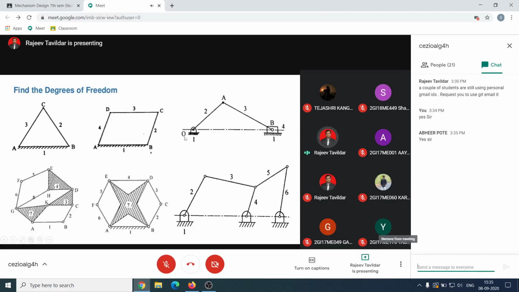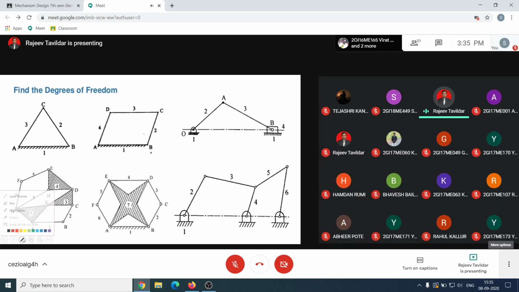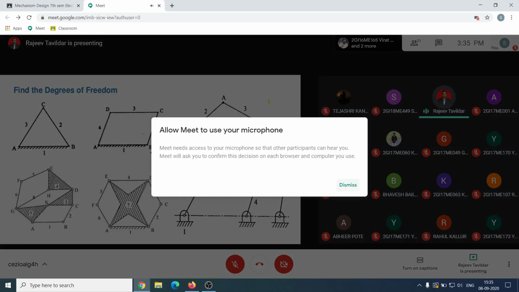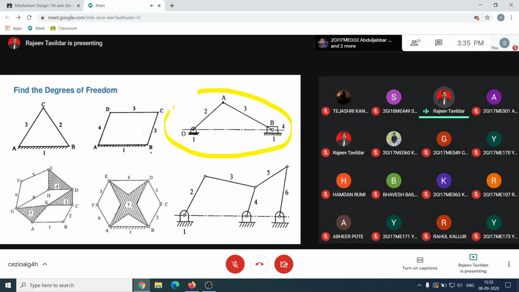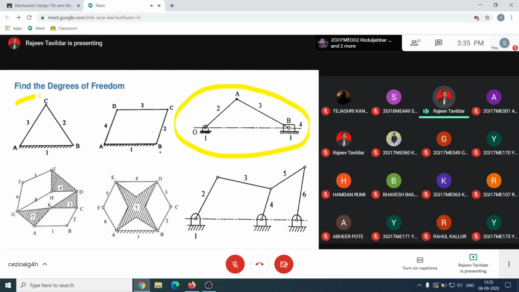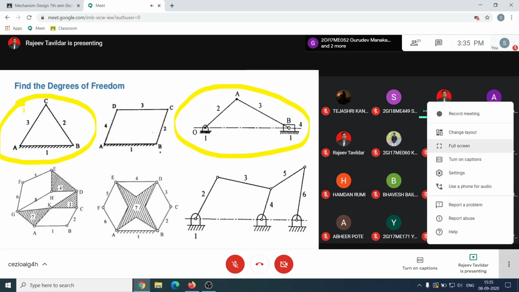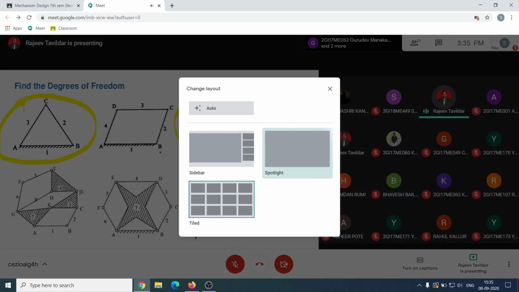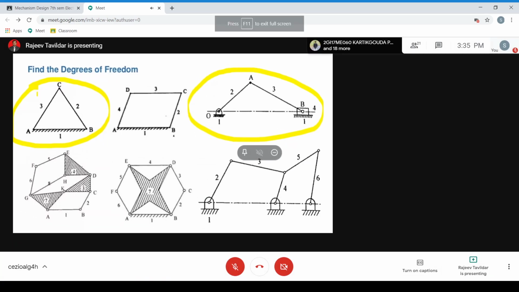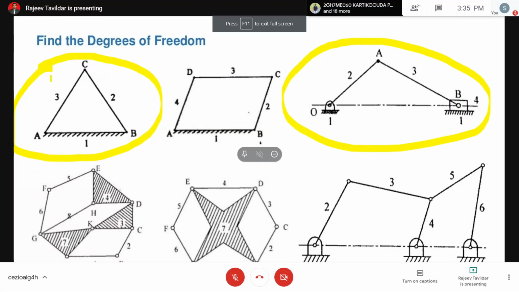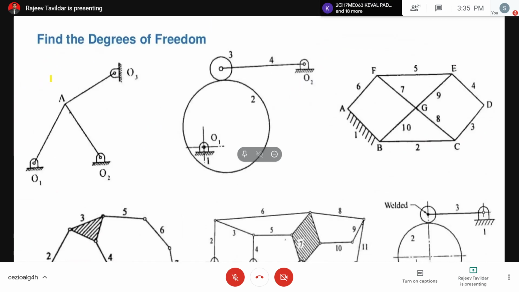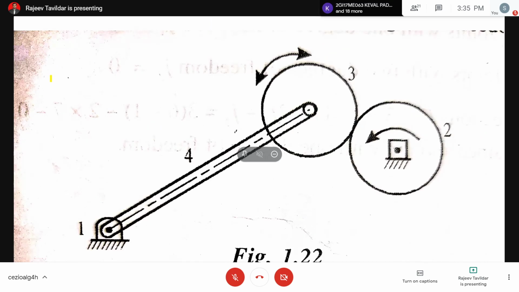So, Esther, in the last class, we were discussing the degrees of freedom, and we have already covered this particular problem over here, and also the first problem, wherein we had to count the number of links as well as the number of joints, and using Grubler's equation, we were able to find the degrees of freedom. Okay, so we'll continue with solving more problems. All of you can note down this problem.